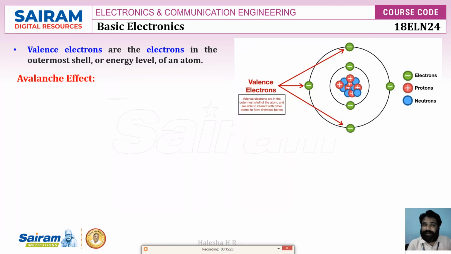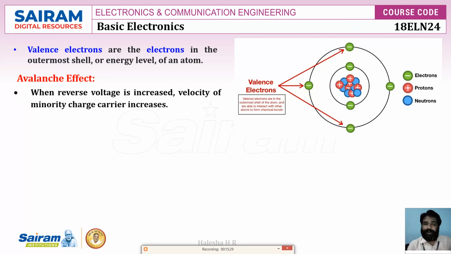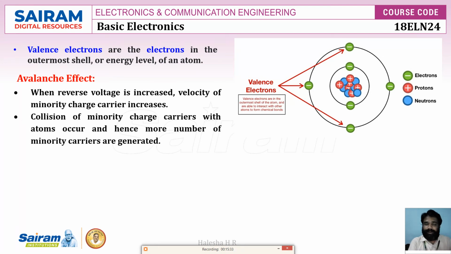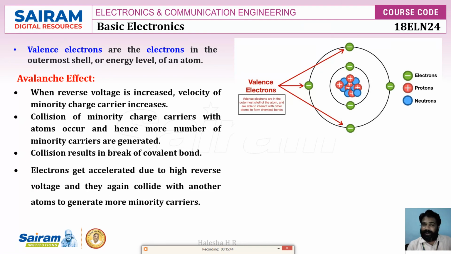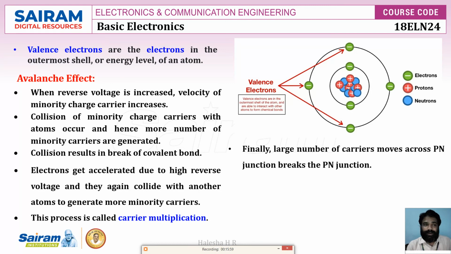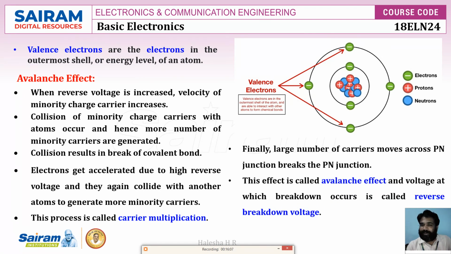So as we know, the avalanche effect in a Zener diode. When the reverse voltage increases, the velocity of minority charge carriers increases. So when the velocity increases, there may be collisions of minority charge carriers, and hence more minority charge carriers are generated. The collision breaks the covalent bond, and the electrons get accelerated due to the high reverse voltage, and they again collide with other atoms to generate more minority charge carriers. This process is called carrier multiplication, and the effect is called the avalanche effect. So finally, a large number of carriers move across the PN junction and break down the PN junction. The voltage at which breakdown occurs is called the reverse breakdown voltage. This is how current forms in the reverse direction, as in the Zener diode.